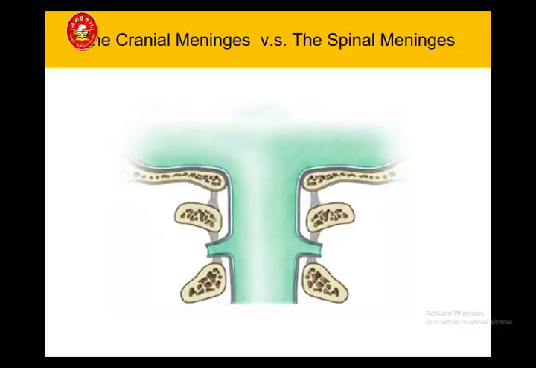Now we are here for the comparison: what exactly is the difference between the cranial meninges and the spinal meninges? No doubt they both have three layers: dura mater, arachnoid mater, and pia mater. But the difference is in the dura mater. In the cranial cavity, the dura mater is a double layer, periosteal and meningeal. In the spinal canal, it is only a single layer, which is only the meningeal layer. So this is the difference between the cranial and the spinal meninges.